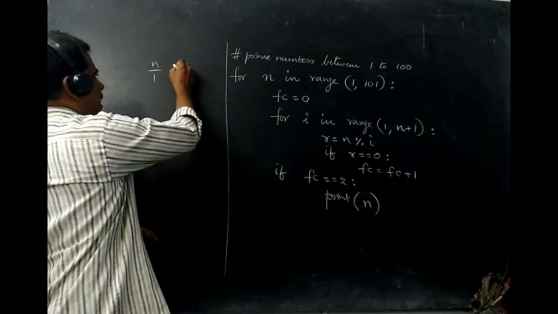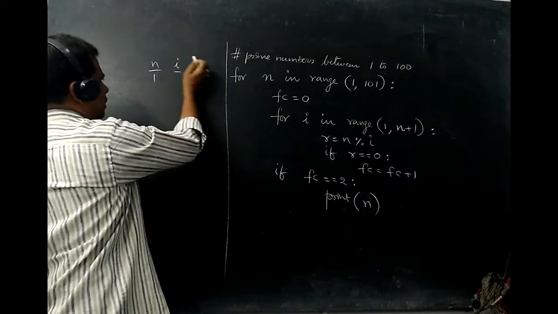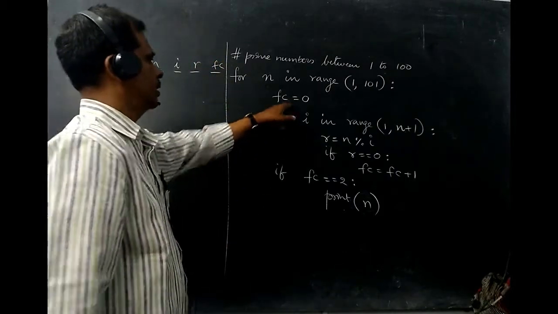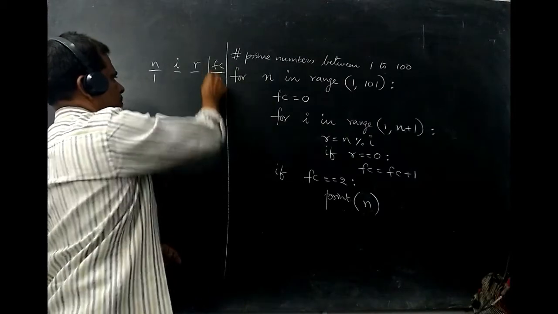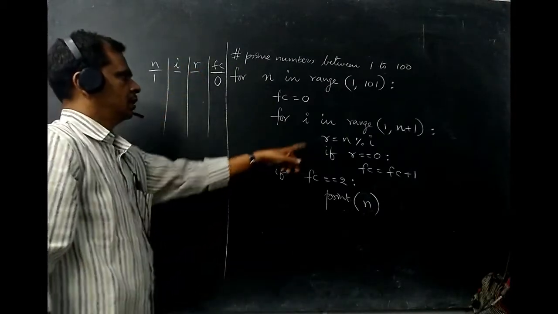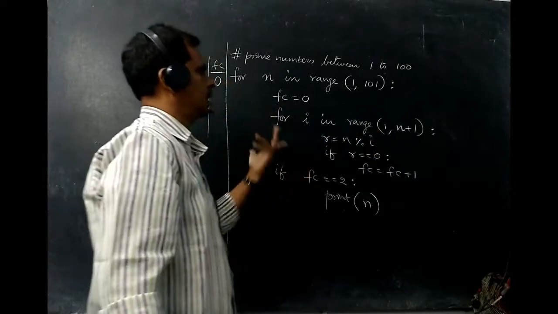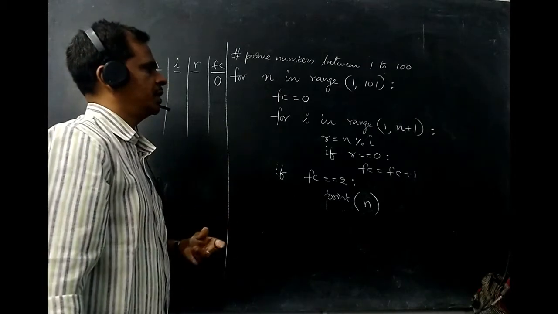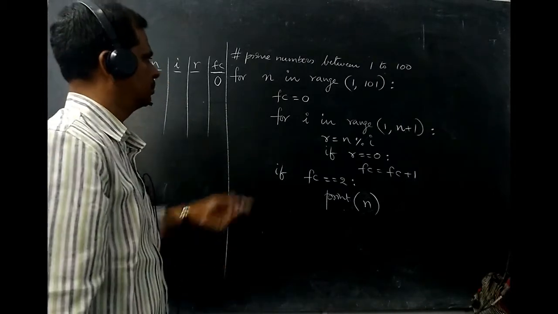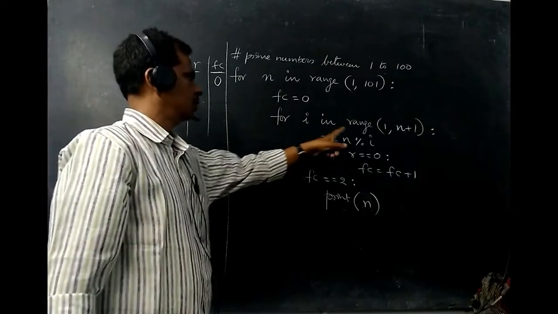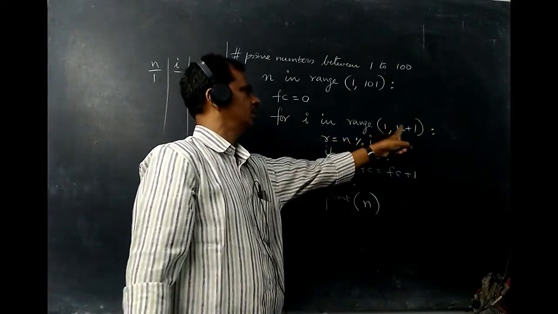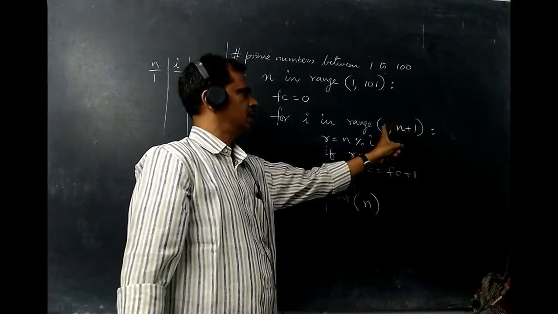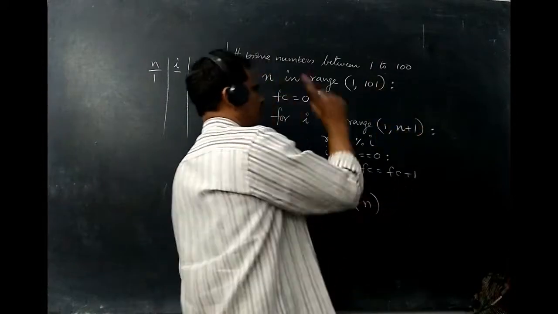I am taking I as 1, and FC is 0, of course, that is factors count, right? For I in range, whatever the number, if you want to know whether it is a prime number or not, that number has to be divided from 1 onwards till that number. My number is now 1. Therefore I in range 1 to 1 plus 1, that is 2. 1 to 2 in the sense 1 to 1. That means only 1 will come.